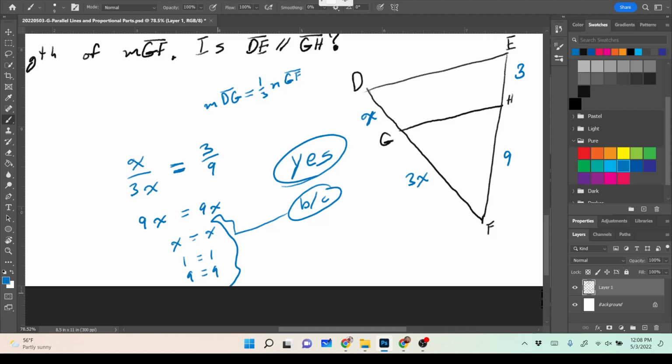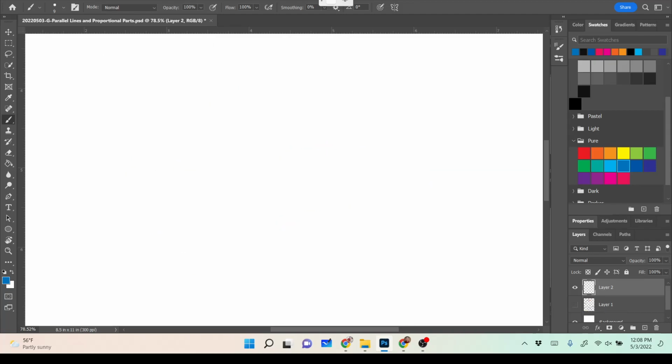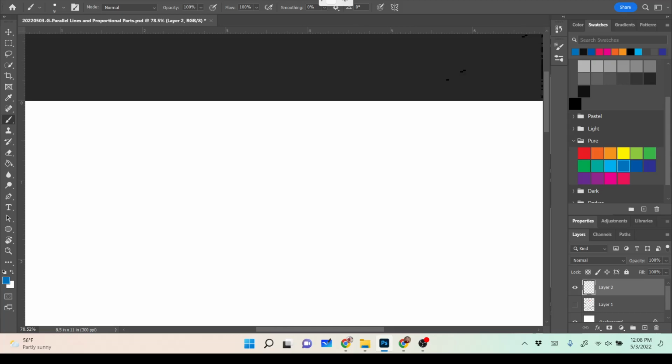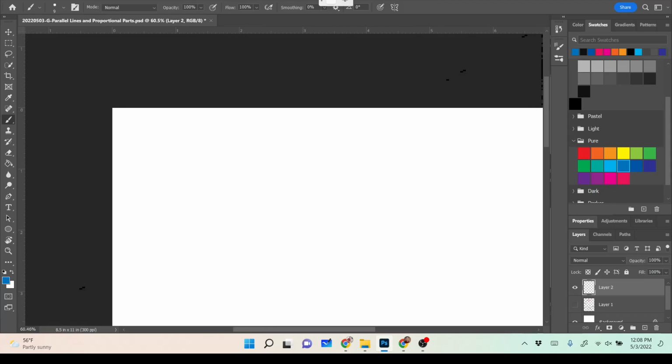Okay, another theorem. Triangle midsegment theorem.